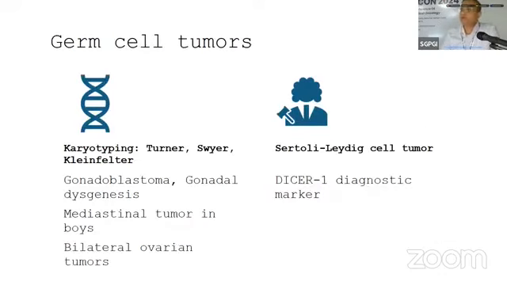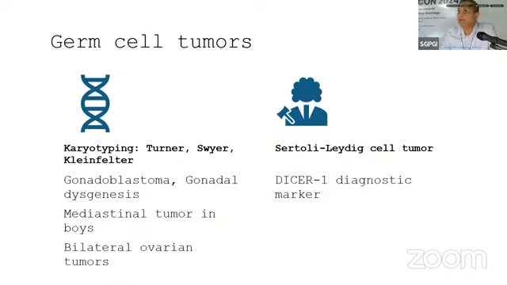Now, germ cell tumors. There are certain germ cell tumors where we need to do karyotyping because they are associated with certain genetic conditions. For example, mediastinal tumors in boys are associated with Klinefelter syndrome. Gonadoblastoma, again, karyotyping is needed. It may be associated with Turner syndrome, Swyer syndrome, gonadal dysgenesis. So these are the conditions where, if these tumors are present, karyotyping should be done in these patients.